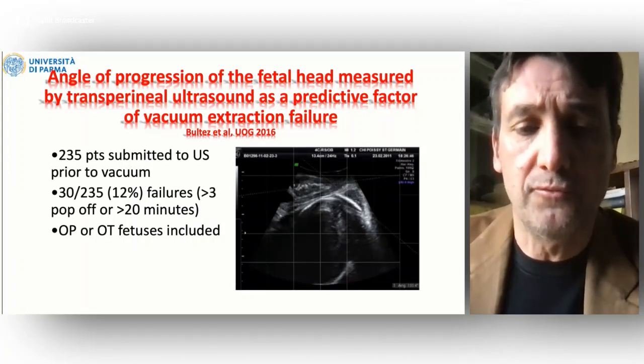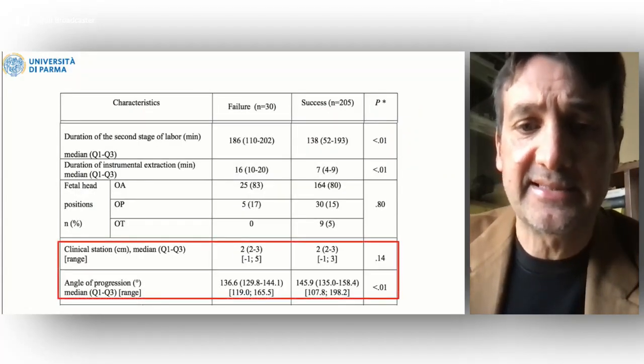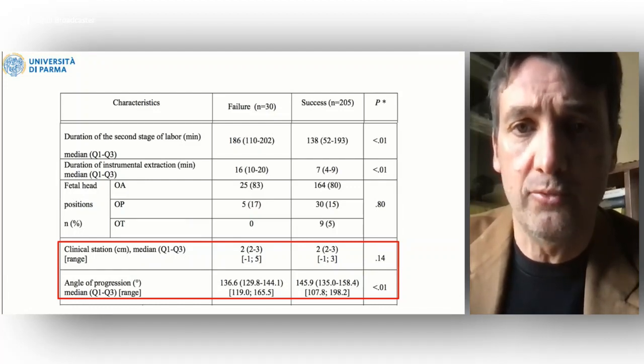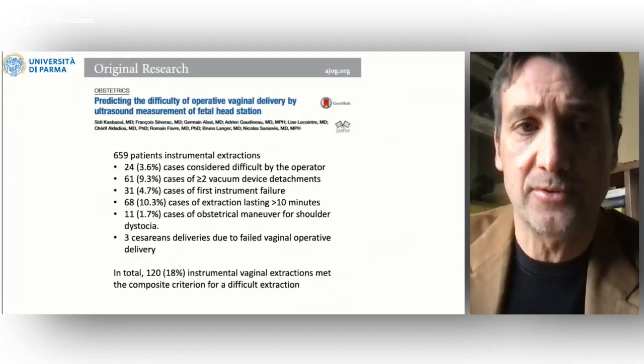There was a cohort of fetuses, including also malposition, so occiput posterior and occiput transverse position. Interestingly, as you can see from this slide, the clinical station was not significantly different between the failed and the successful vacuum extraction, while the angle of progression, that means the sonographic station, was significantly lower, more favorable, for women who had a successful vacuum extraction. So that means it's more reliable to measure the station with ultrasound than digitally to predict the failure or success of vacuum extraction.